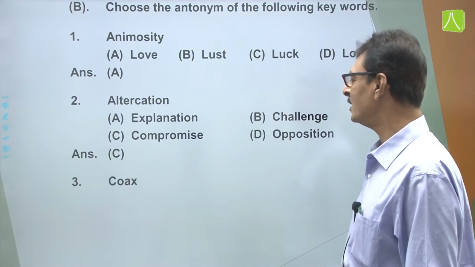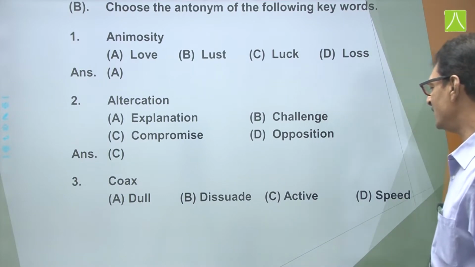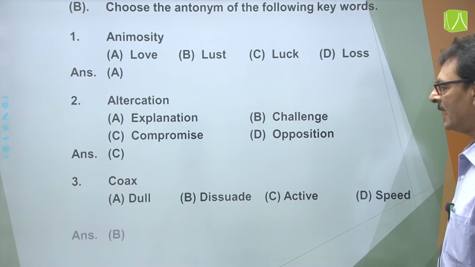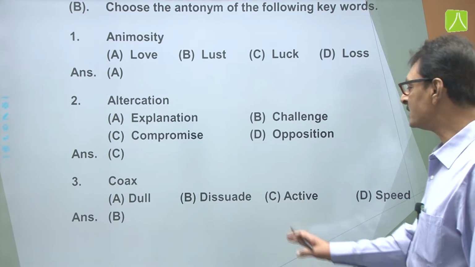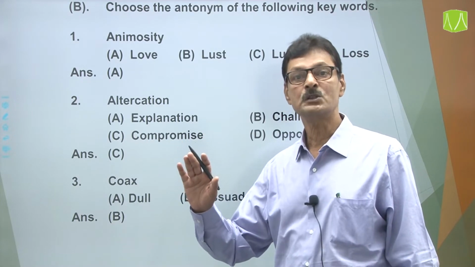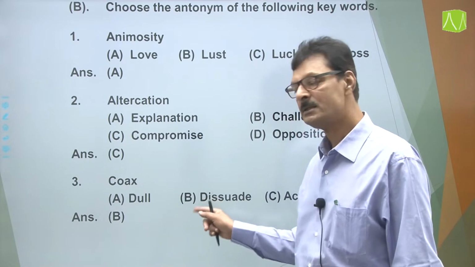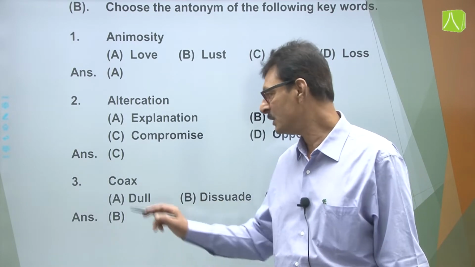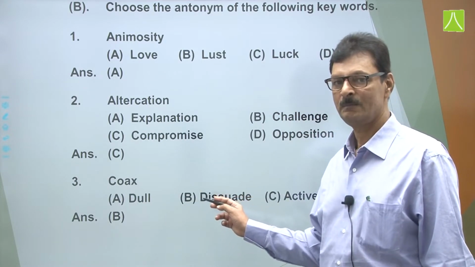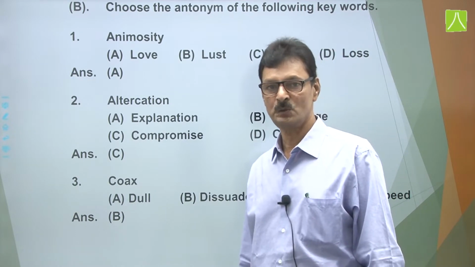Moving on to the next one, coax. And the options given are dull, dissuade, active or speed. And the antonym of this word coax is to dissuade. Coax किसी को persuade करना, किसी को मनाना, and dissuade is the opposite of persuade as well as coax. Hence, the correct answer is dissuade. The antonym for the word coax, which means persuade.